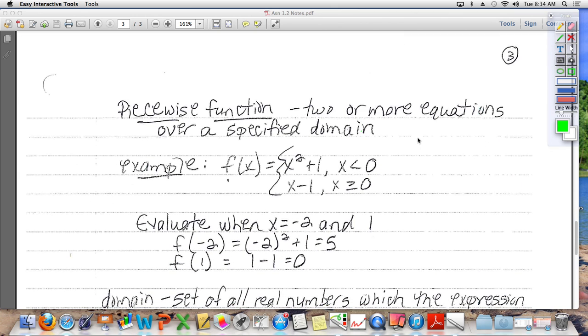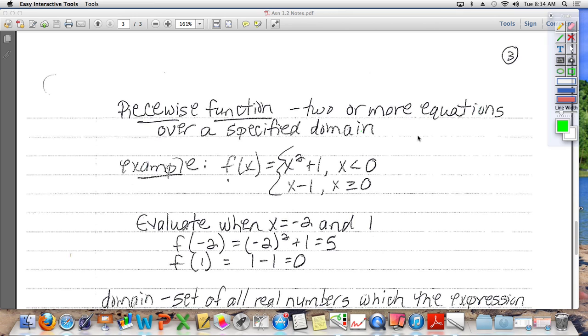We're going to start talking about piecewise functions. So wherever you left off in your notebook, pick up from there, please. A piecewise function just means that you have 2 or more equations over a specified domain. And I like to think of piecewise functions as functions that are broken into pieces, just as this one is right here.